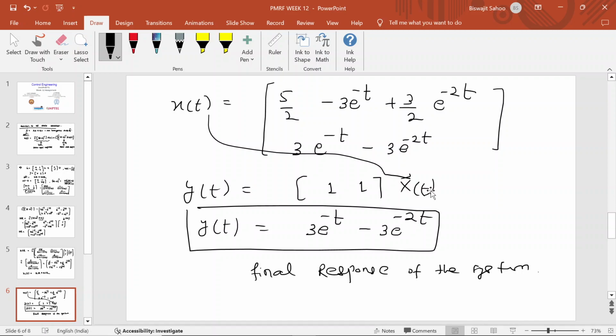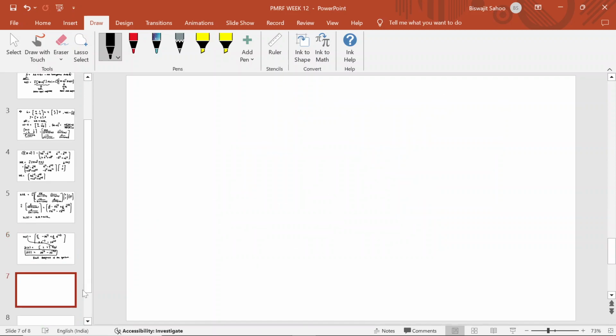Let me go through some questions related to controllability and observability. That is also an important part here. Okay, let's solve some questions. So this question you can solve.